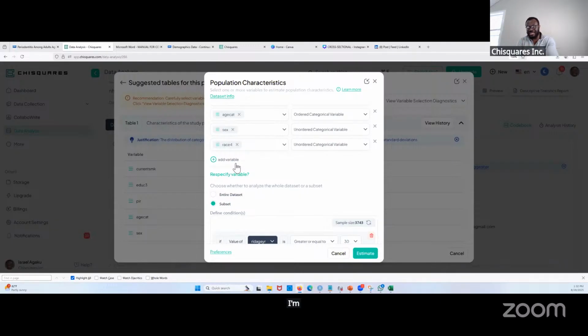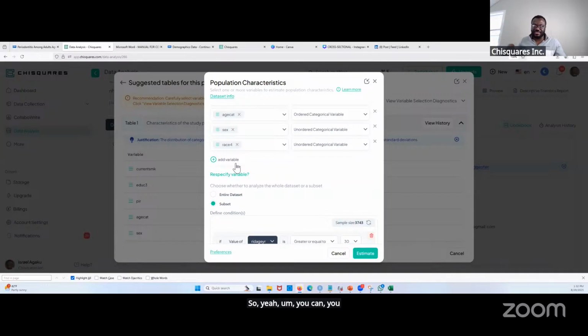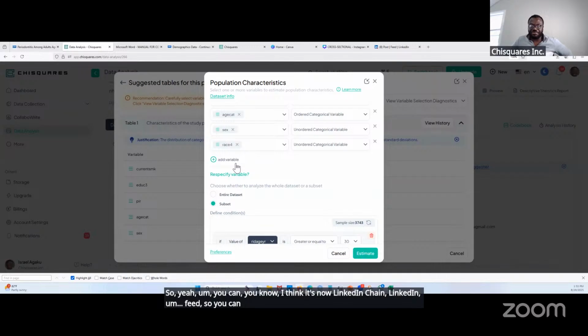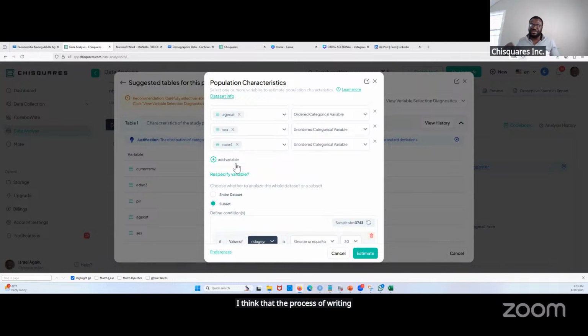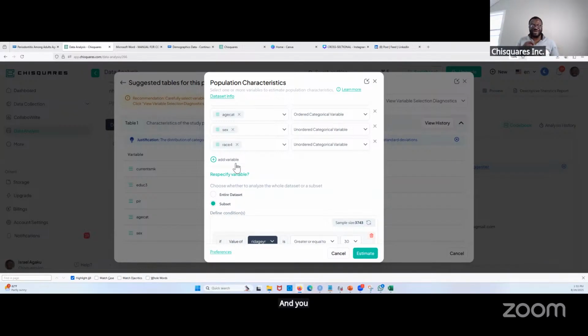And yeah, you can email it, you can share your comments so that other people can also benefit. I think it's now the LinkedIn feed, so you can always provide written comments. And for yourself, it's also always very good. The process of writing things down really solidifies it, right? So if you go through the homework and you write it down, preferably with a case study, that helps solidify things.